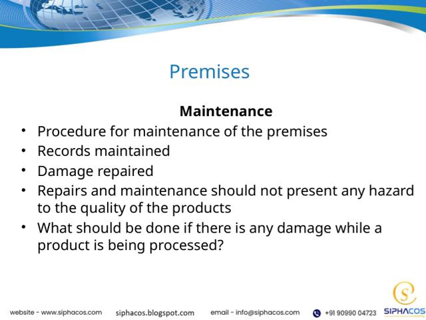When repairs are needed, they should be handled promptly to prevent any disruptions. Importantly, any repairs or maintenance work must not pose a risk to the quality of our products. Safety and quality go hand in hand here. Now, what happens if there is damage while a product is being processed? In such cases, we need to assess the situation quickly, isolate the damaged product if necessary, and carry out repairs immediately to prevent contamination or further issues.